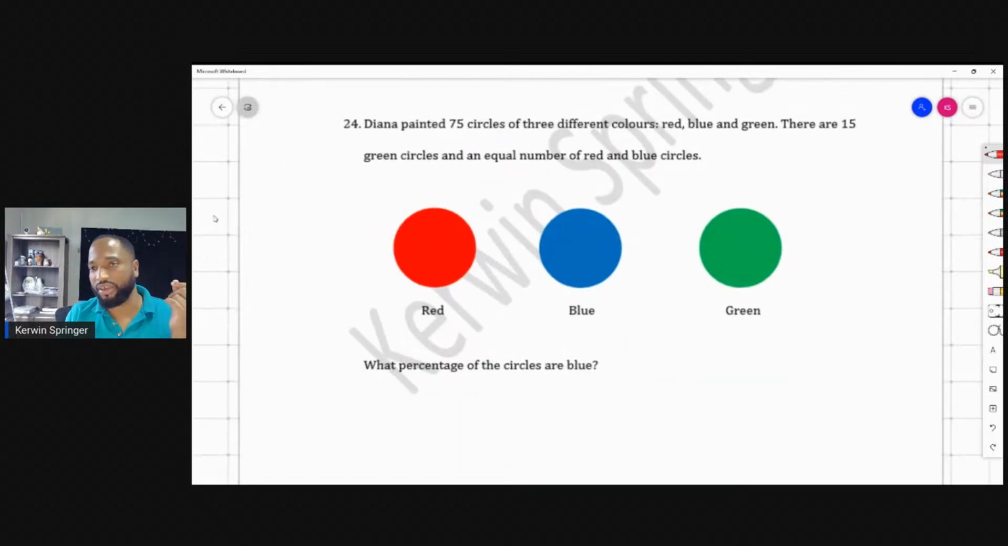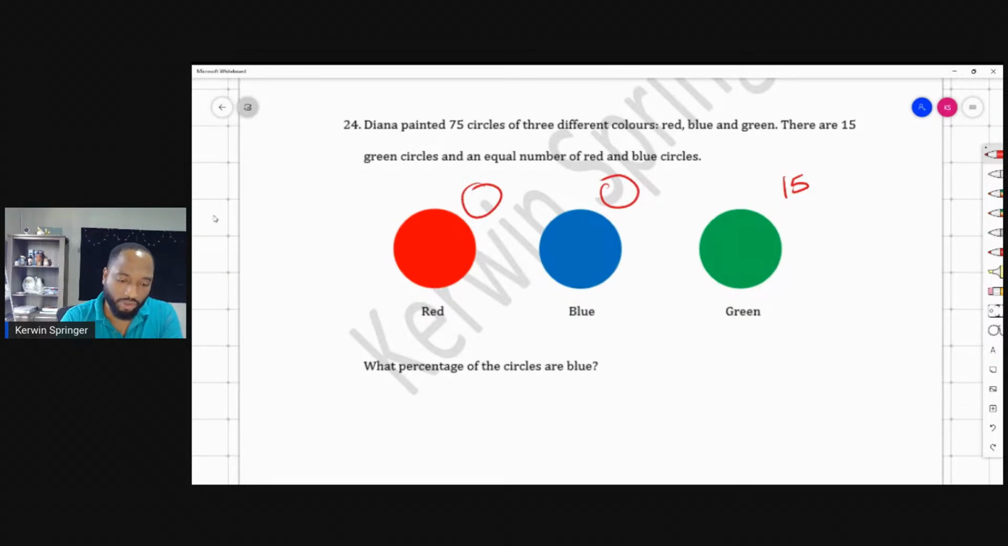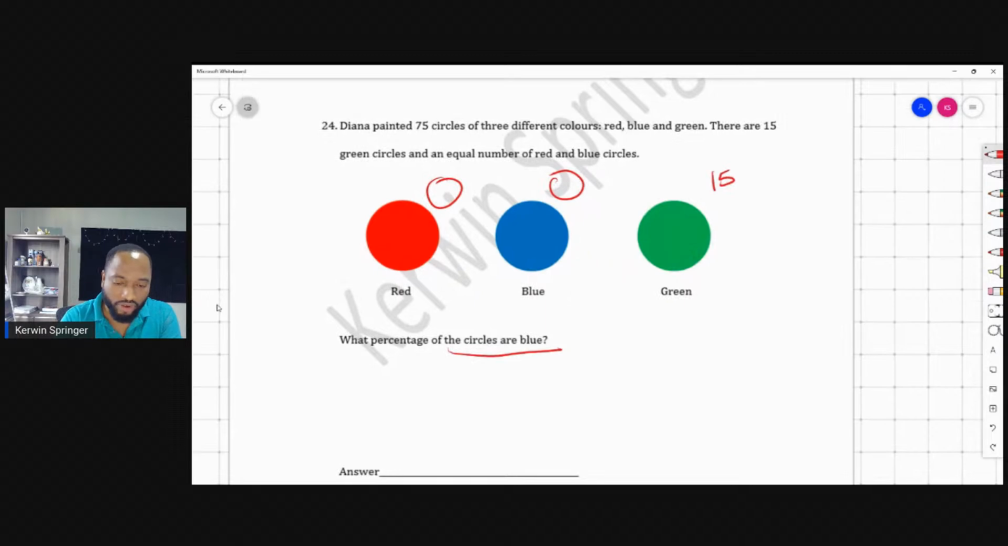Diana painted 75 circles of 3 different colors: red, blue, and green. There are 15 green circles and an equal number of red and blue circles. What percentage of the circles are blue? Well, if there are 15 green circles and an equal number of red and blue, so there's red, there's blue. I always use my columns to represent the number of circles or the frequency.